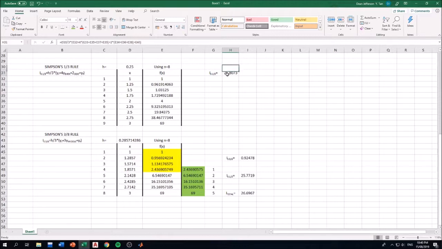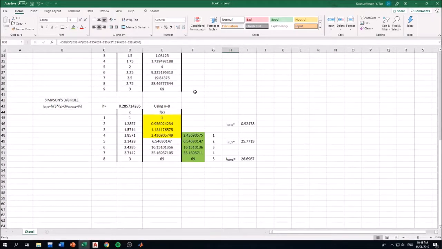Okay, so this formula, h over 3 times y initial plus 4 times the even values, which is 2 here, 2, 4, 6, and then 8. And after that, plus 2 times the odd numbers, which will give us 3, 5, 7. You're not going to include 1 and 9 because they are the initial and the final value. Okay. And then the last one is the final value. There you can get the Simpson's 1/3 rule value.